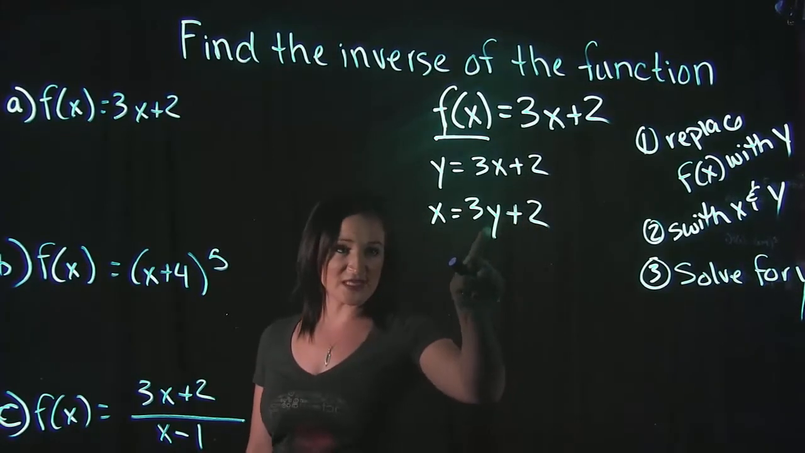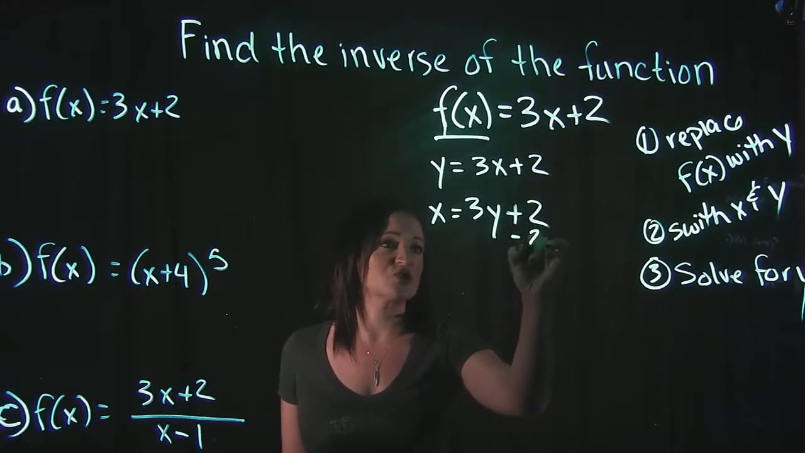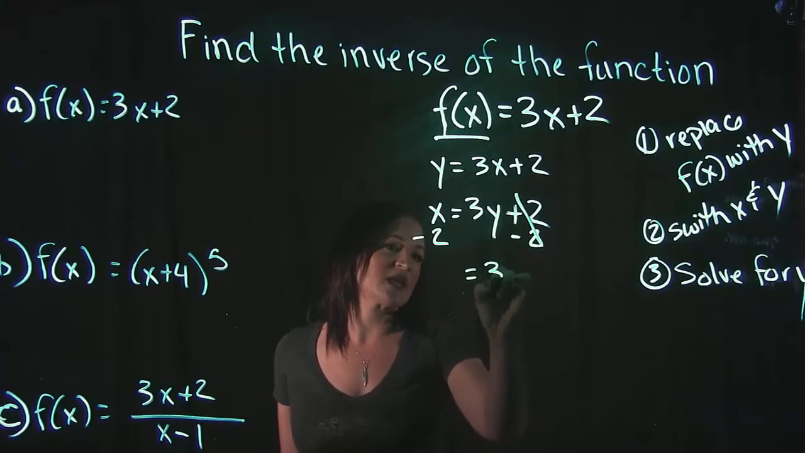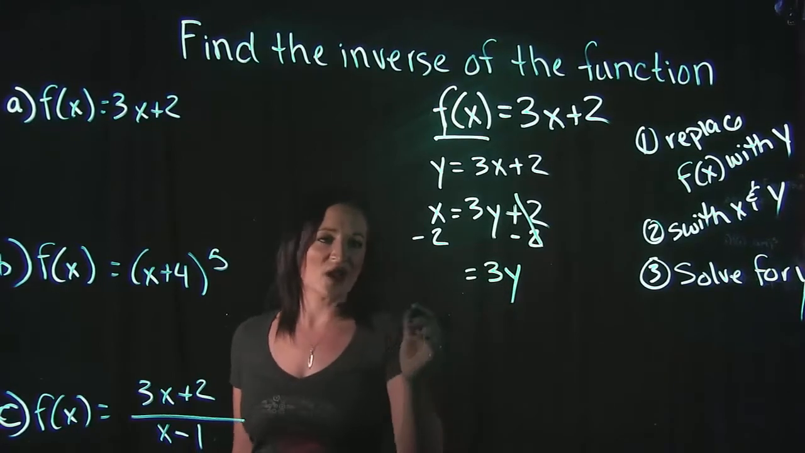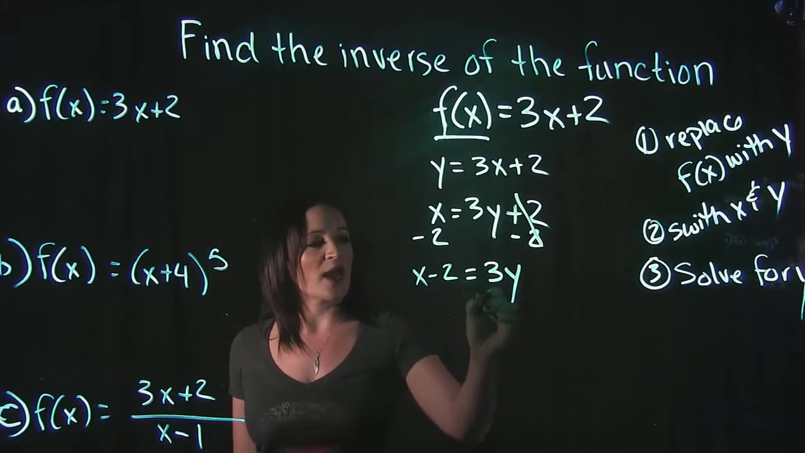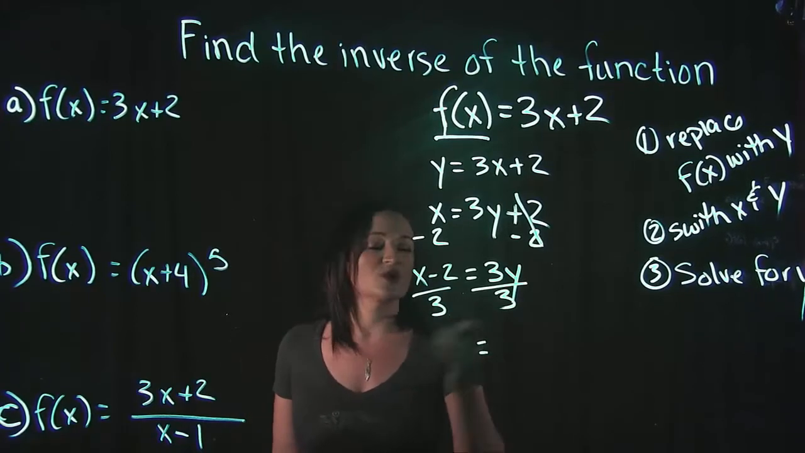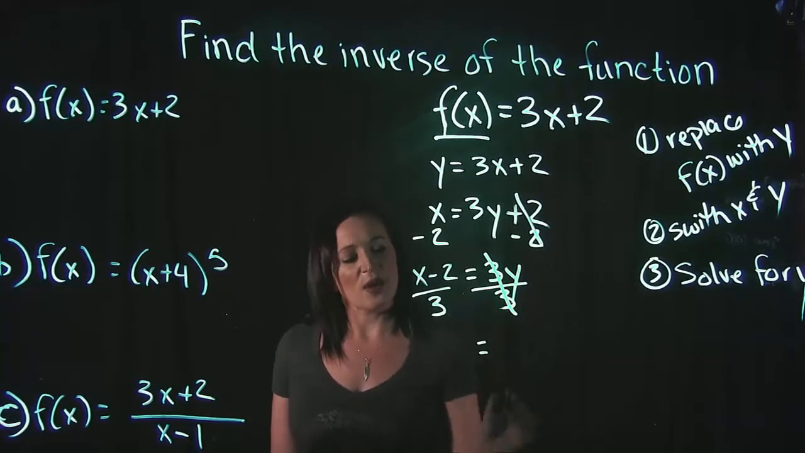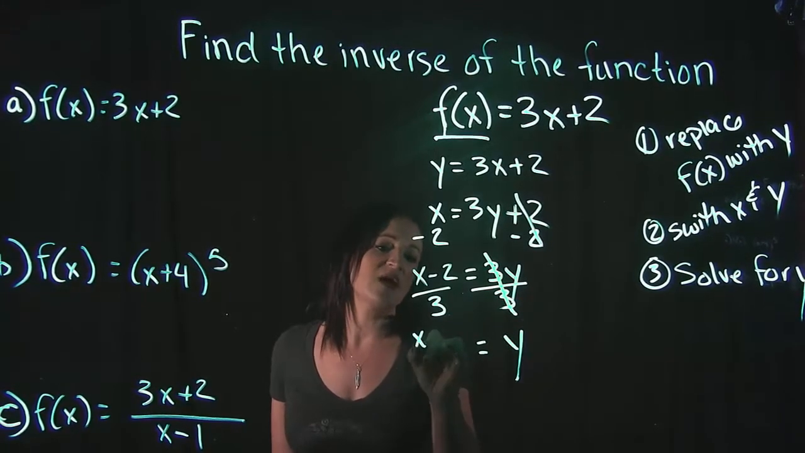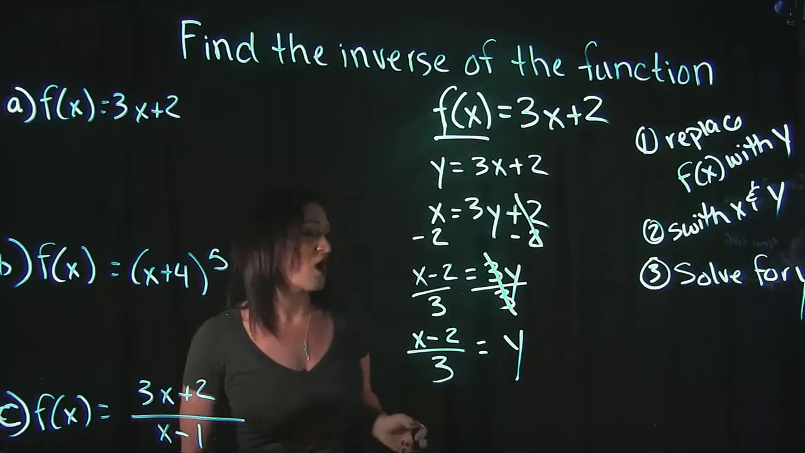So I need to solve this equation for y. If I'm solving this equation for y, I need to get rid of this 2, so I'm going to subtract 2 on both sides. On the right-hand side, I'm going to be left with 3y. On the left-hand side, I'll be left with x minus 2. In order to get y completely by itself, we need to divide out the coefficient. So we're dividing both sides by 3. 3 will cancel on the right-hand side, leaving us with y. On the left-hand side, we have x minus 2 divided by 3. We have it solved for y.